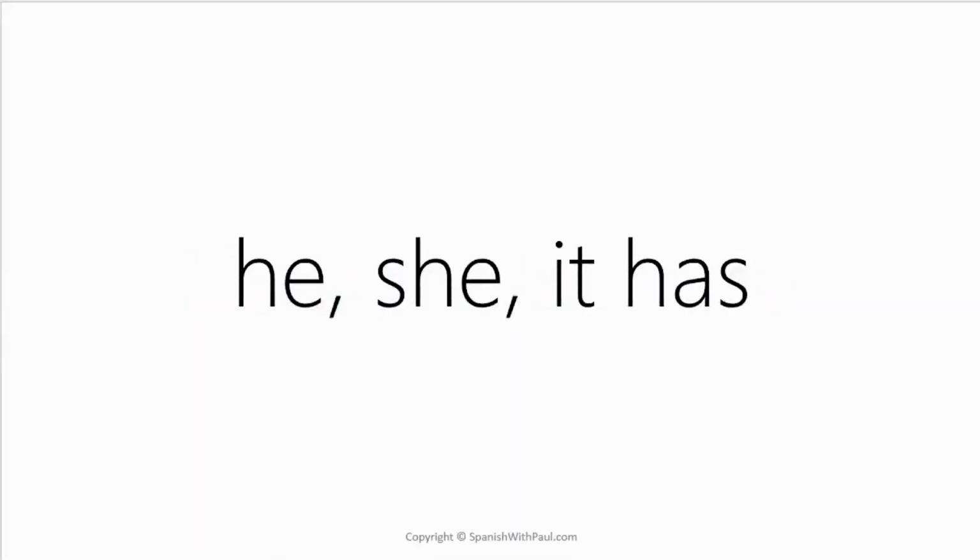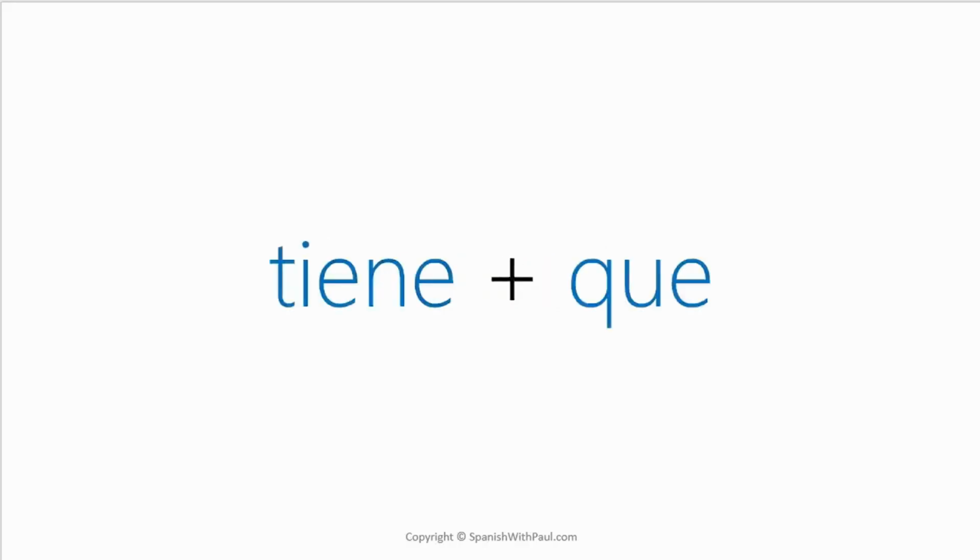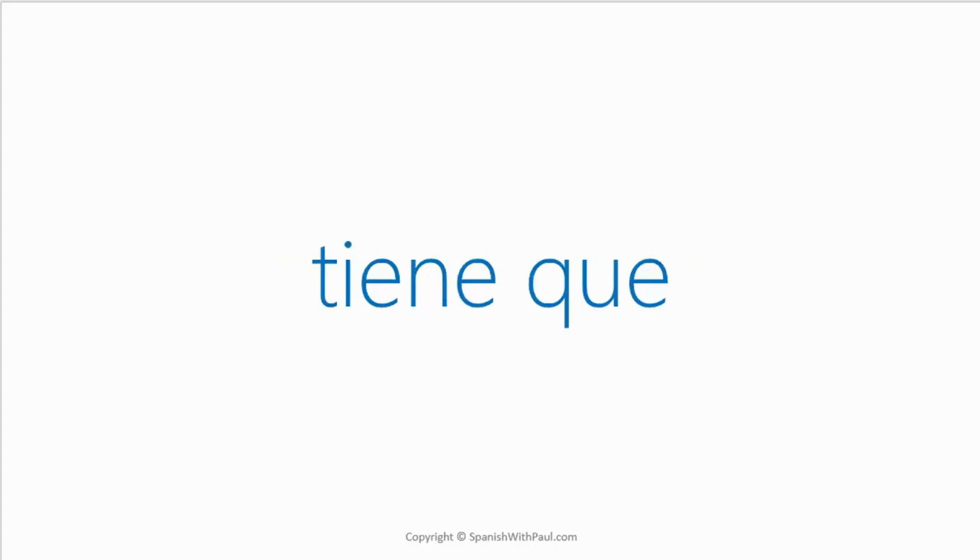We can apply this exact same process for the angle of he, she, or it. So, first of all, what is he has, she has, or it has in Spanish? Tiene. Now, for example, if we wanted to express he has to, we would take tiene and once again add on que. So the phrase becomes tiene que. He has to, she has to, or it has to is all tiene que.